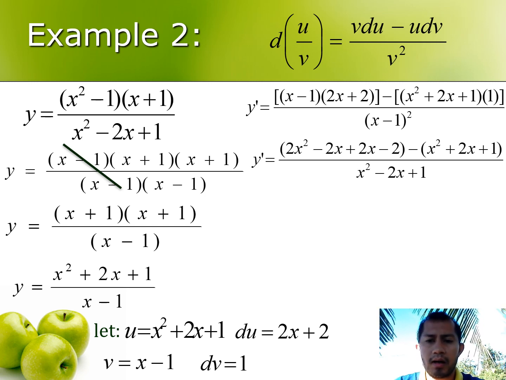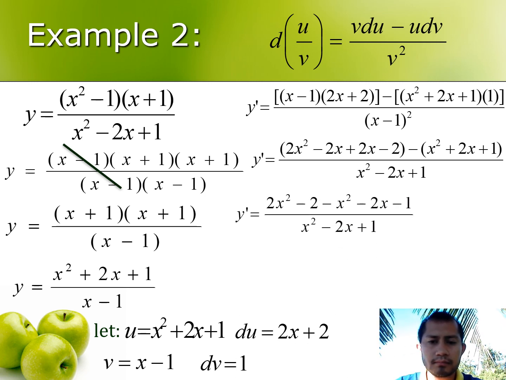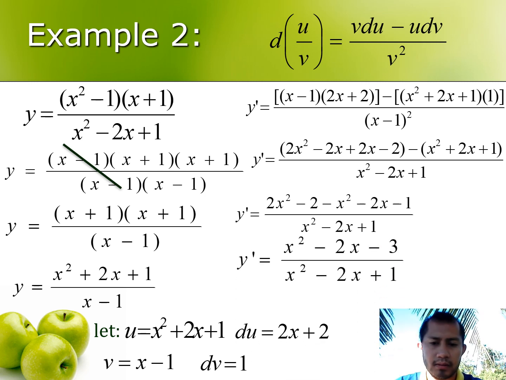So we need to combine like terms and simplify. So 2x squared minus 2 subtracted by x squared minus 2x minus 1, all over x squared minus 2x plus 1, and finally the result is x squared minus 2x minus 3 over x squared minus 2x plus 1.